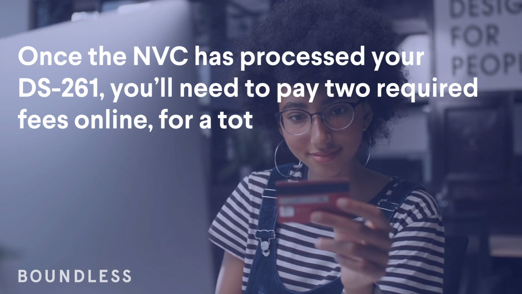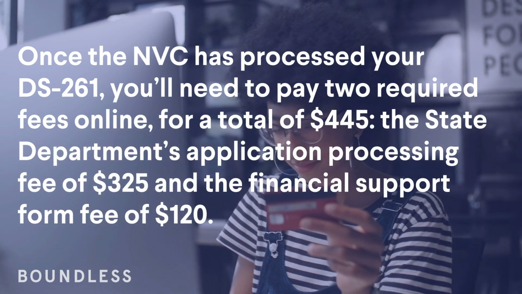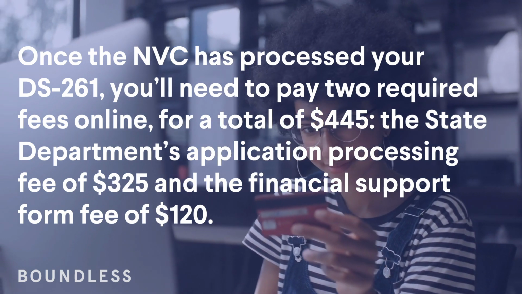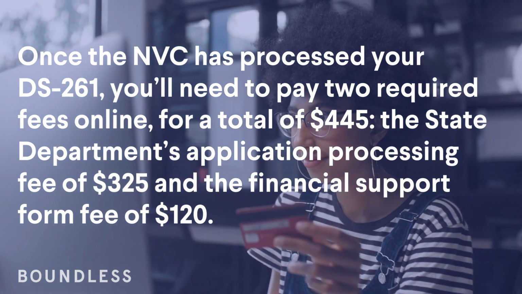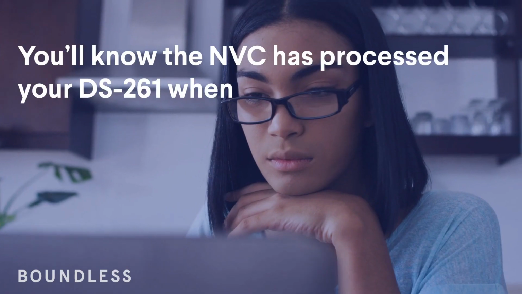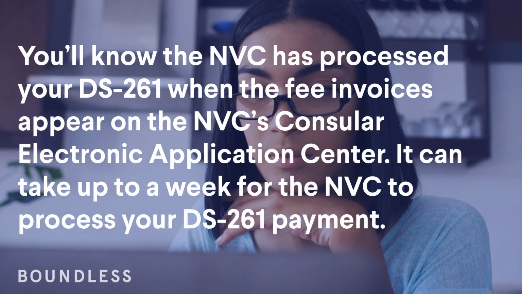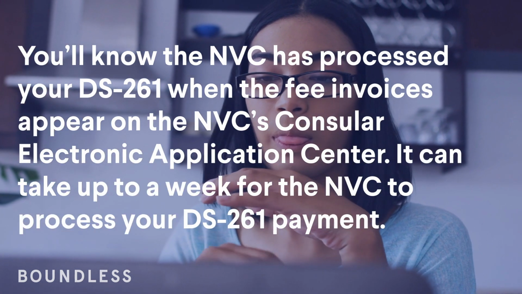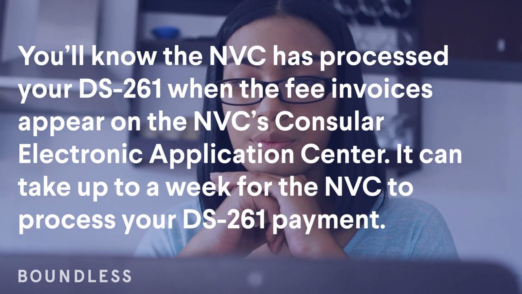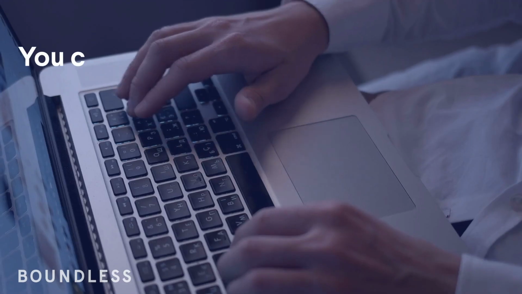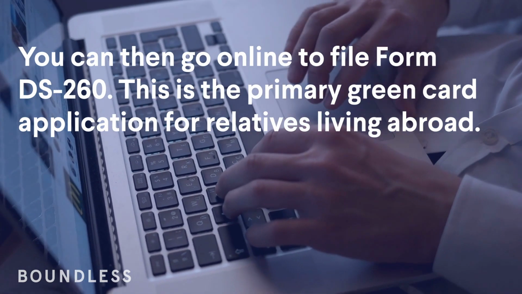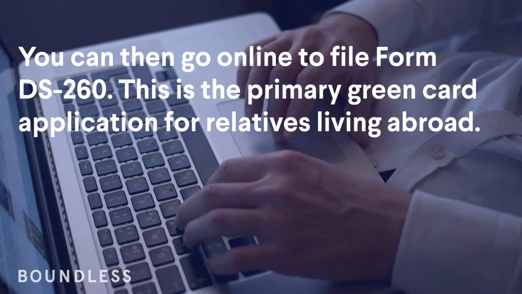Once the NVC has processed your DS-261, you'll need to pay 2 required fees online for a total of $445: the State Department's application processing fee of $325, and the financial support form fee of $120. You'll know the NVC has processed your DS-261 when the fee invoice appears on the NVC's Consular Electronic Application Center. It can take up to a week for the NVC to process your DS-261 payment. You can then go online to file form DS-260. This is the primary green card application for relatives living abroad.